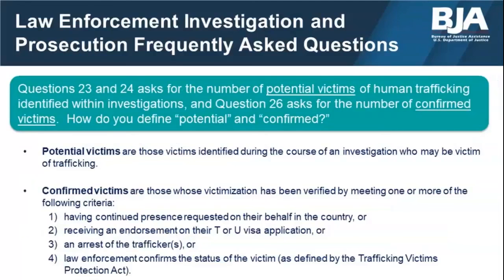Now, question 23 and 24 are going to ask about the counts of potential victims. And then a little later on, we have a question 26 that's going to ask you for counts of confirmed victims. So what's the difference between these? While potential victims are identified during the course of an investigation, we won't ask you to count them as confirmed victims until they meet one of the criteria listed here. So please refer to this handy checklist when you actually get to recording and reporting these victims.